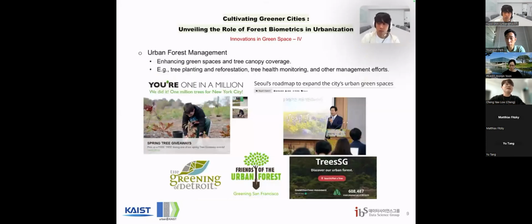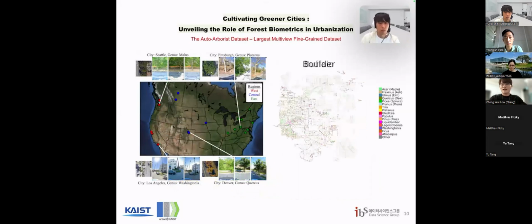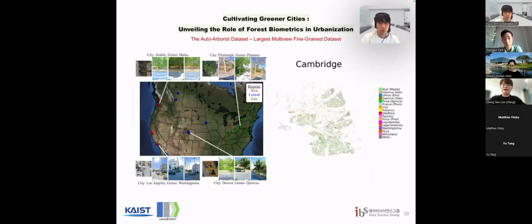So there are some other urban forest management approaches proposed or suggested by the local government to enhance the green space and tree canopy coverage. For example, tree planting and reforestation efforts, tree health monitoring, and other urban monitoring efforts. And I've listed some examples taken by cities, for example, San Francisco, Singapore, and also Korea.